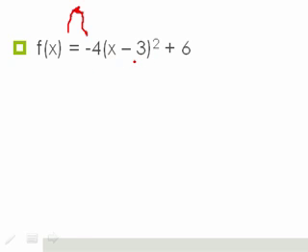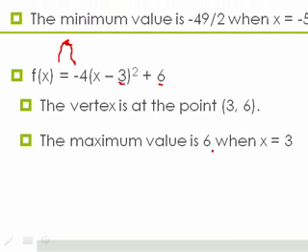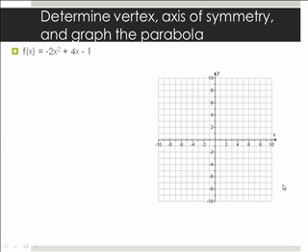And here we can just pull out the value for the vertex, that we're shifting our graph 3 units to the right to a positive 3 and 6 units up to a positive 6. So the vertex is at the point 3, 6, and the maximum value is 6.